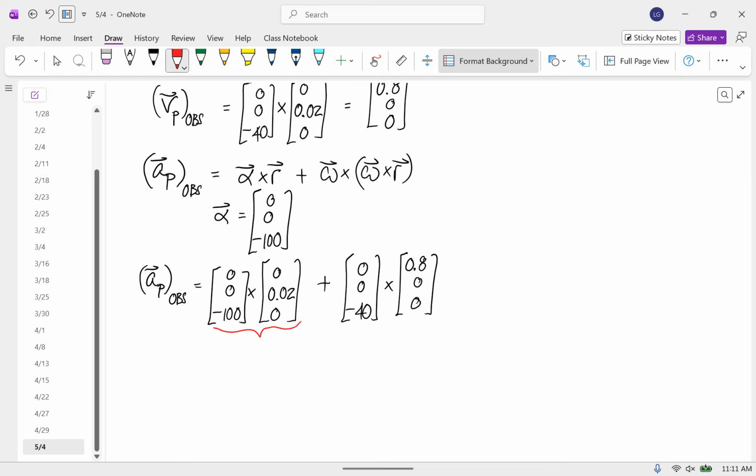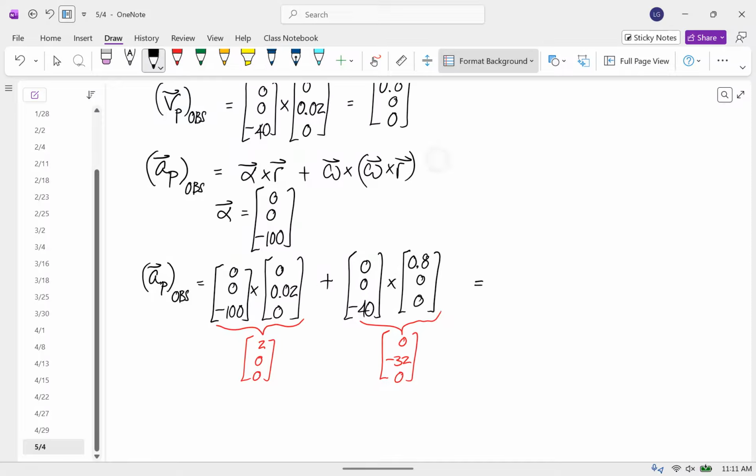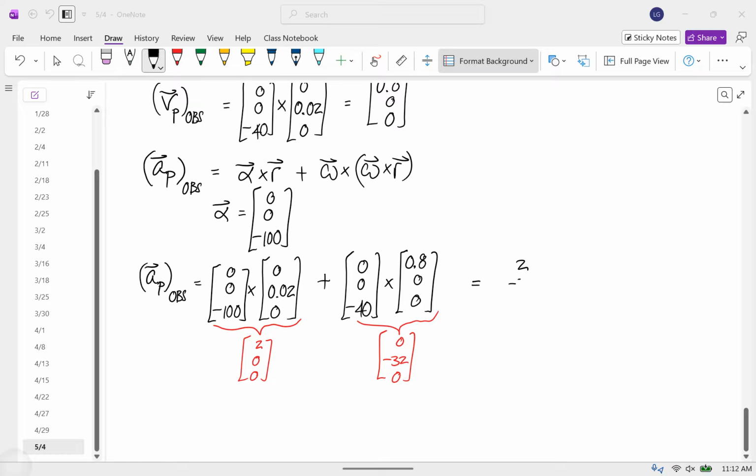Okay, so this gives us 2, 0, 0, I think. And this one gives us 32, negative 32 in the y direction. And so this observed acceleration comes out to be 2, negative 32, 0.